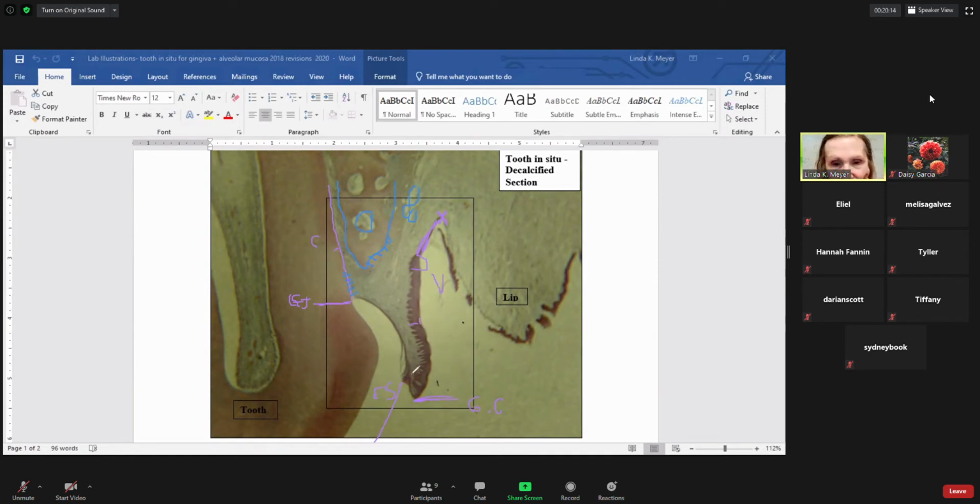But up here in the gingiva, this is all lamina propria directly attached to the tooth right there, directly attached to the bone right in there. And then this alveolar mucosa has a loose attachment in here.